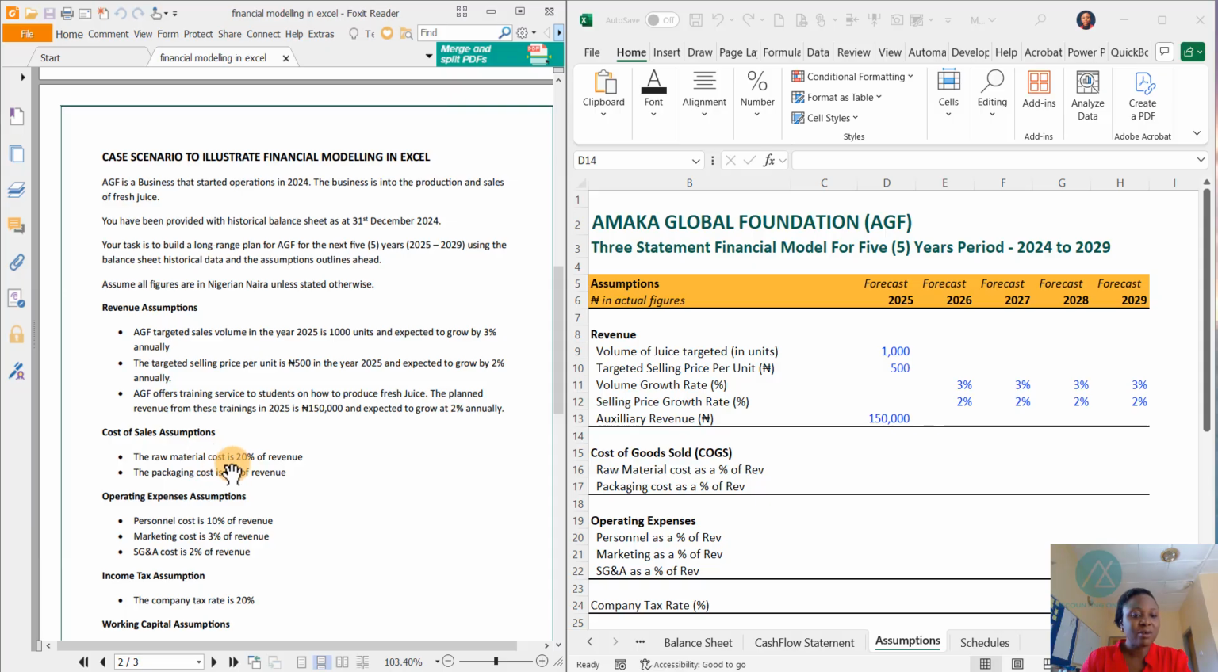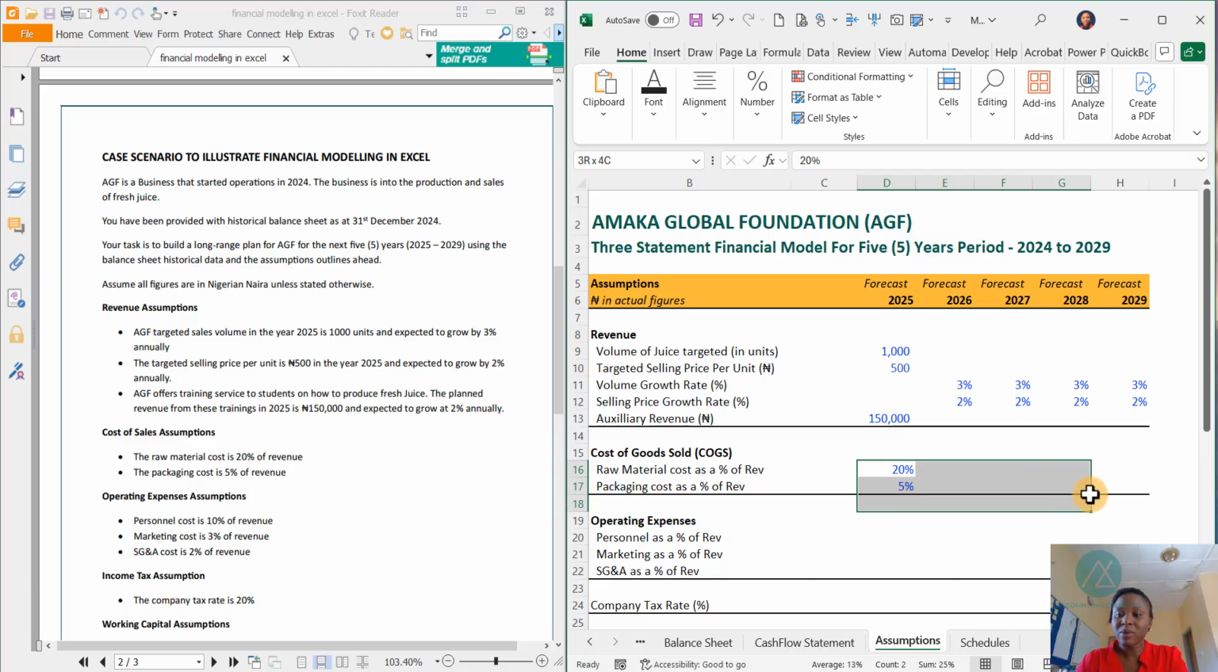It says the raw material cost is 20% of revenue. The packaging cost is 5%. So raw material is 20% of revenue, so we'll just put the 20%. Packaging is what? 5%, right? So we'll just copy it to the right.